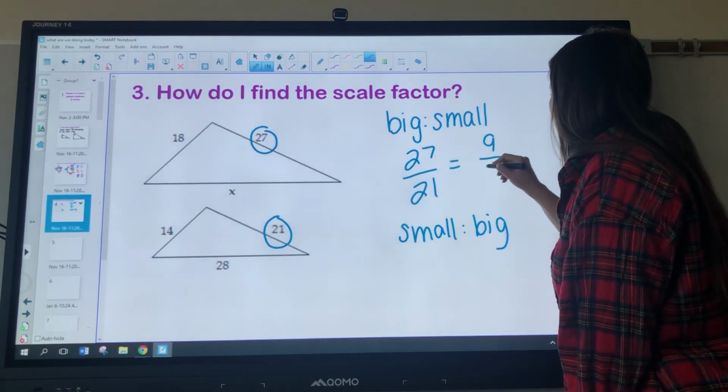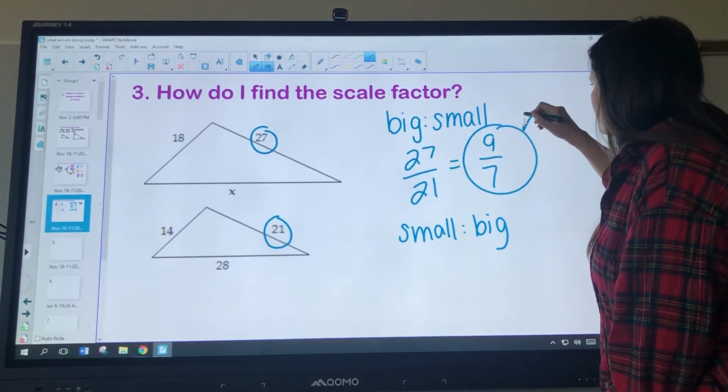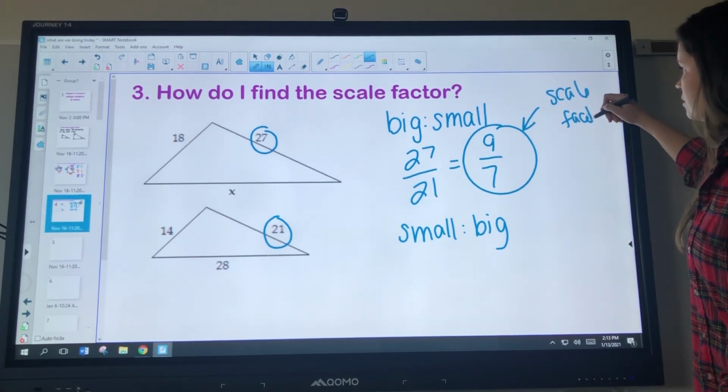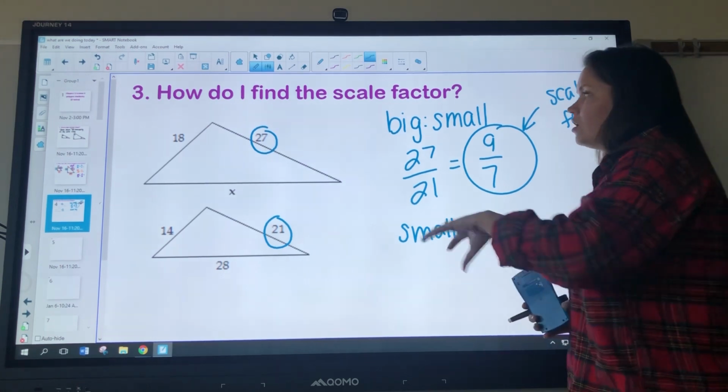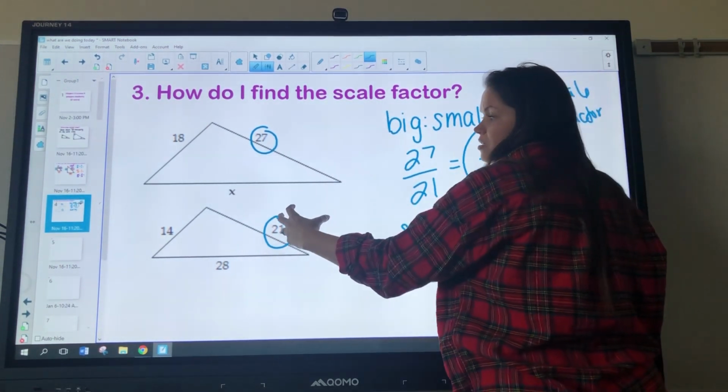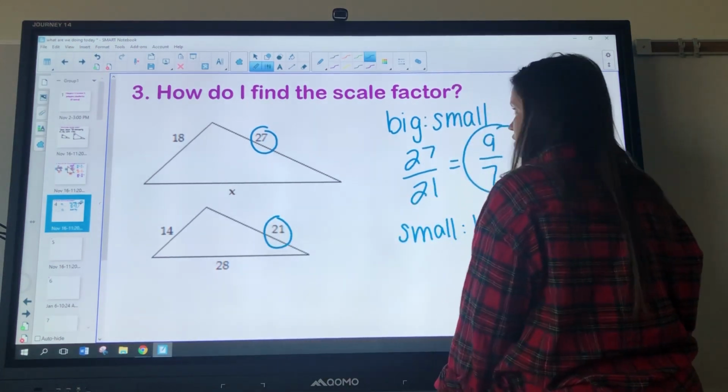9 over 7. That's the answer. That's the scale factor. That means if you take the large triangle and you multiply it by 9 over 7, you will get these answers. If you don't believe me, test it out.